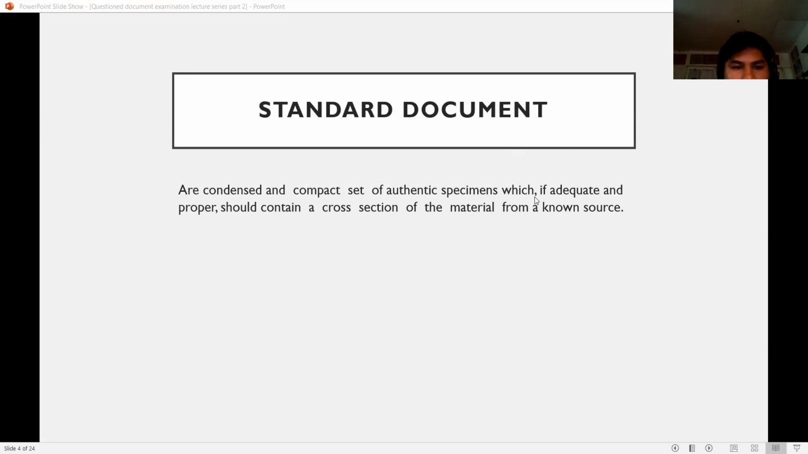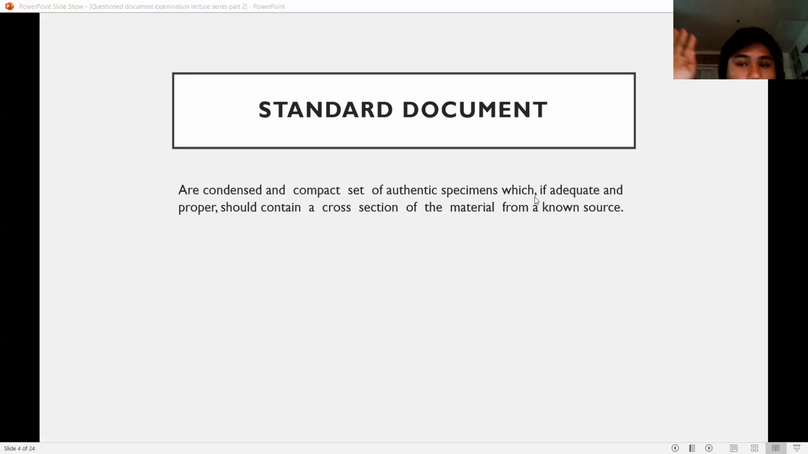Next is a standard document. A standard document is a condensed and compact set of authentic specimens, which, if adequate and proper, should contain a cross-section of the material from a known source. Again, a standard document is a specimen document in which the origin is known, can be proven, and can legally be used as sample to compare with other things in question.